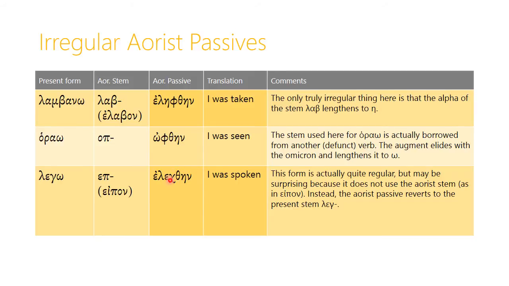The theta running up against the gamma, again, softens the gamma, and when a gamma or a kappa gets softened, it becomes a chi. And so now we have elechthane, I was spoken. Translation's a little bit awkward, but you can see, I think, how the passive sense is conveyed. So those are three examples that you're going to run into of relatively common verbs that in one way or another are slightly irregular in their aorist passive form. But we do run into these often enough that they're not too difficult to remember. And if we can remember what stem we're working from, then actually these irregularities aren't too bad.